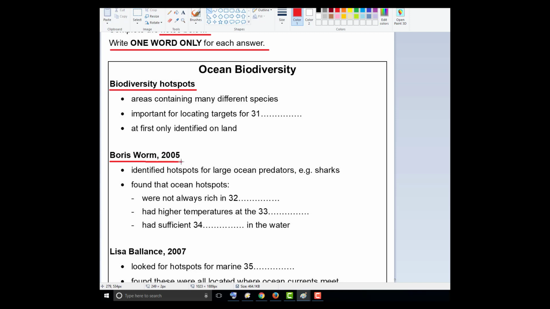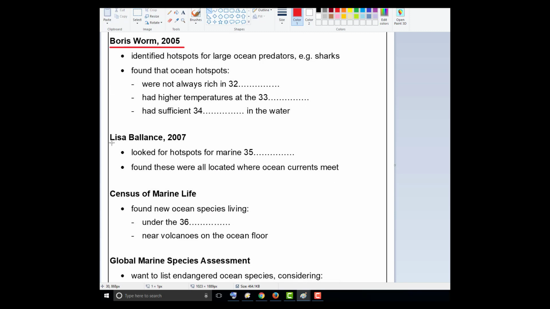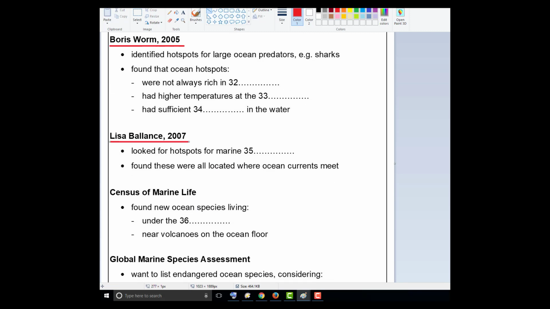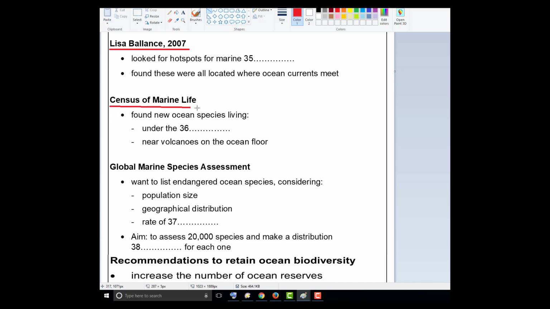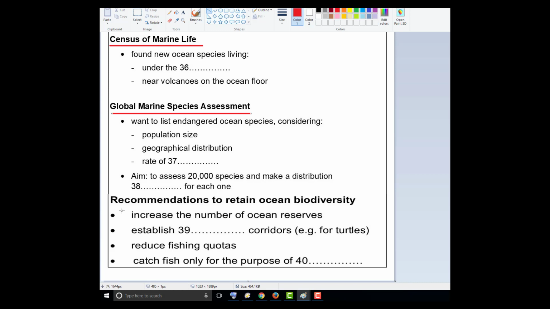If you look at the second subheading, well, this is an academic lecture being given in the recording. So we have a name and a date, so probably a researcher. Same thing here. Then we have senses of marine life. Marine is a fairly common word. Global Marine Species Assessment. Well, we can see the word marine is repeated here. So if you don't know what the word marine means, now is maybe a good time to go look it up. And recommendations at the end.